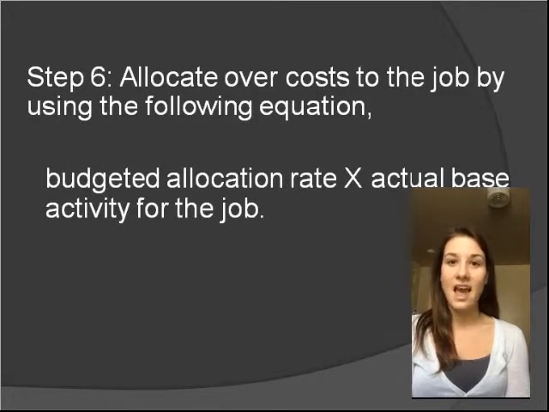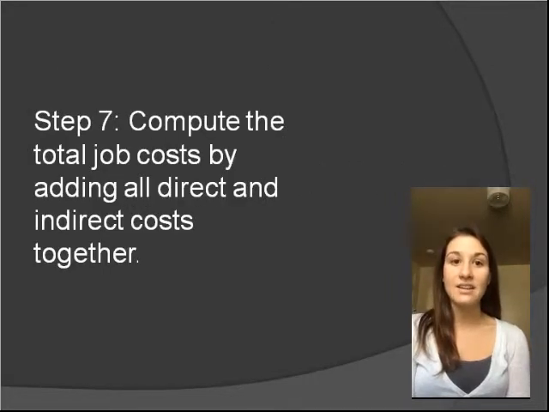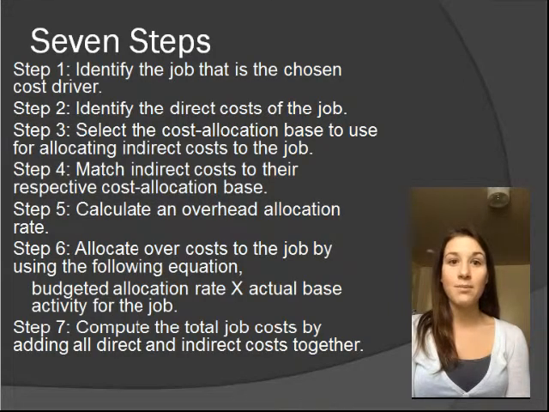Step 6. Allocate overhead costs to the job by using the following equation: budgeted allocation rate times actual base activity for the job. And Step 7. Compute the total job costs by adding all direct and indirect costs together. These are the 7 important steps.